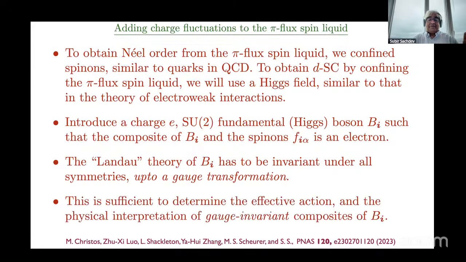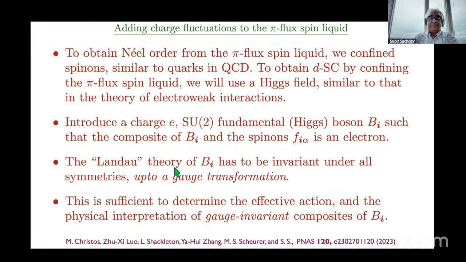And that's enough. So now you get some Landau action, you minimize it, and to physically interpret the different minima, you must look at gauge invariant observables. So that's the task. Looking back at it, it looks very straightforward, but surprisingly, it wasn't done for the simplest spin liquid on the square lattice until this paper.